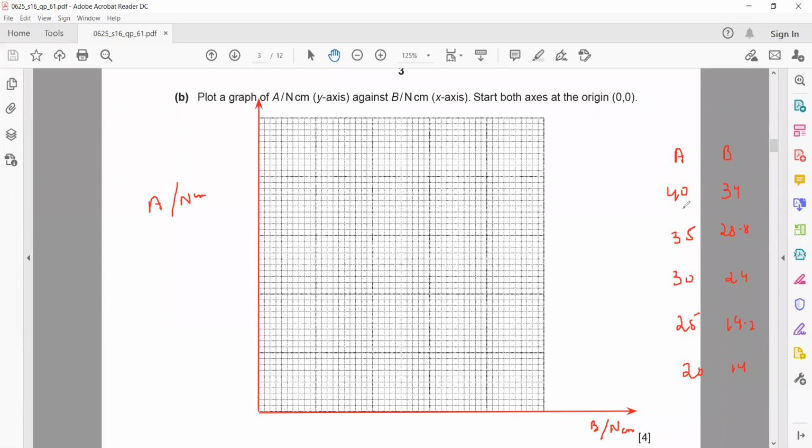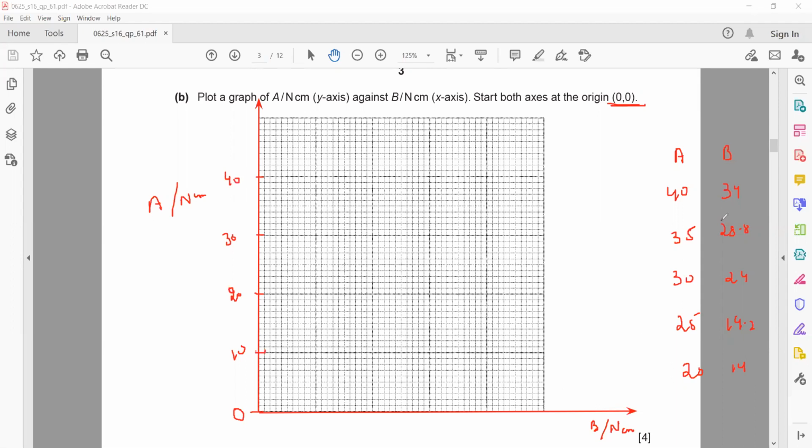So for A, the maximum is 40, minimum should be 0 because they already mentioned you should start both the graphs from origin, so it should be 0. So if I select a scale, if this one is 10, 20, 30, 40. So these are the values for A.